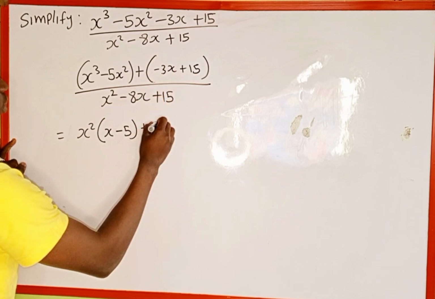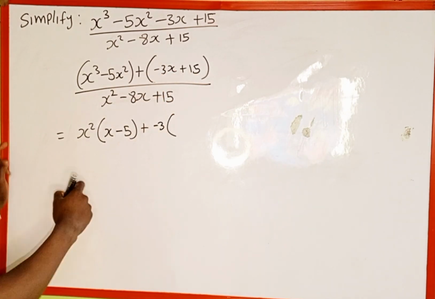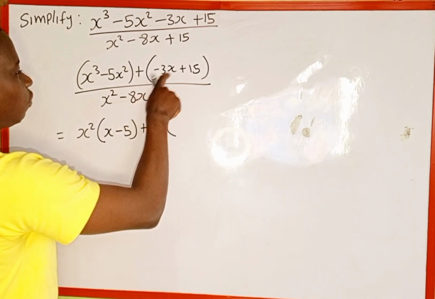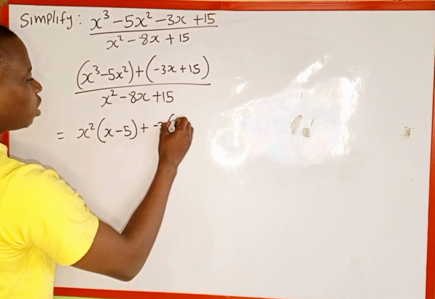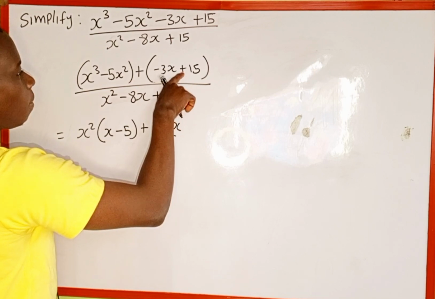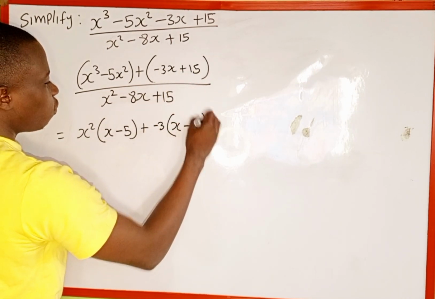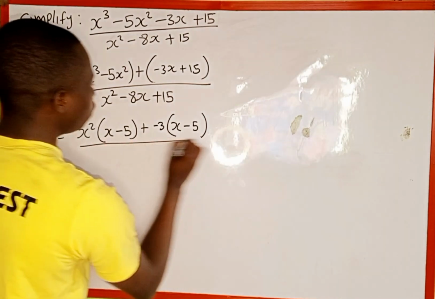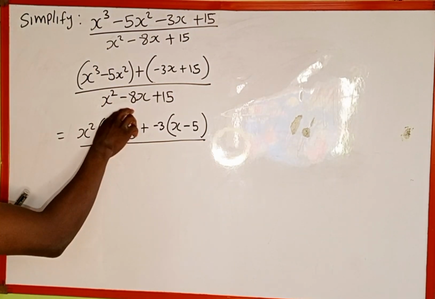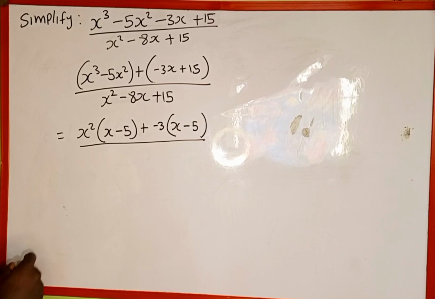So we factor out what? Negative 3, then we open bracket. Now we're going to divide. Negative 3x divided by negative 3 is going to remain x. Then positive 15 divided by negative 3 is going to be what? Negative 5. Then we close the bracket. Everything all over. Now we're going to factorize this quadratic expression in the denominator.